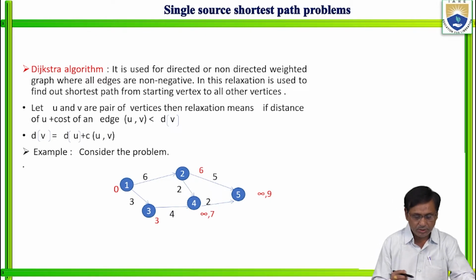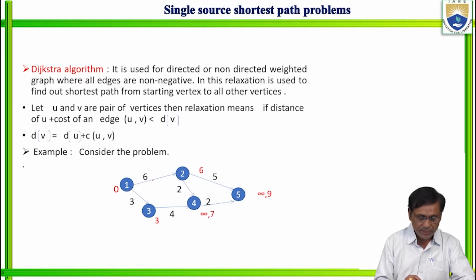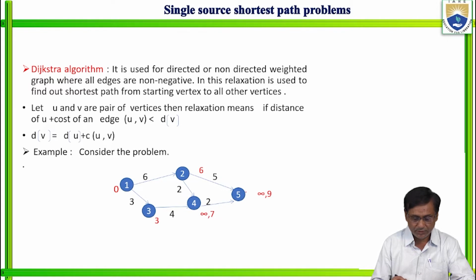Example, consider the problem. 1 to 2, the weight is 6; 1 to 3, the weight is 3; 2 to 4, the weight is 2; 3 to 4, the weight is 4; 2 to 5, the weight is 5; and 4 to 5, the weight is 2. In this, the starting vertex is 1. Now we can see the adjacent vertices: 1 to 3 and 1 to 2. So directly we can set the distance of 2 as 6 and of 3 as 3. But the remaining vertices 4 and 5 are not connected to the source vertex, so those may be marked as infinity.